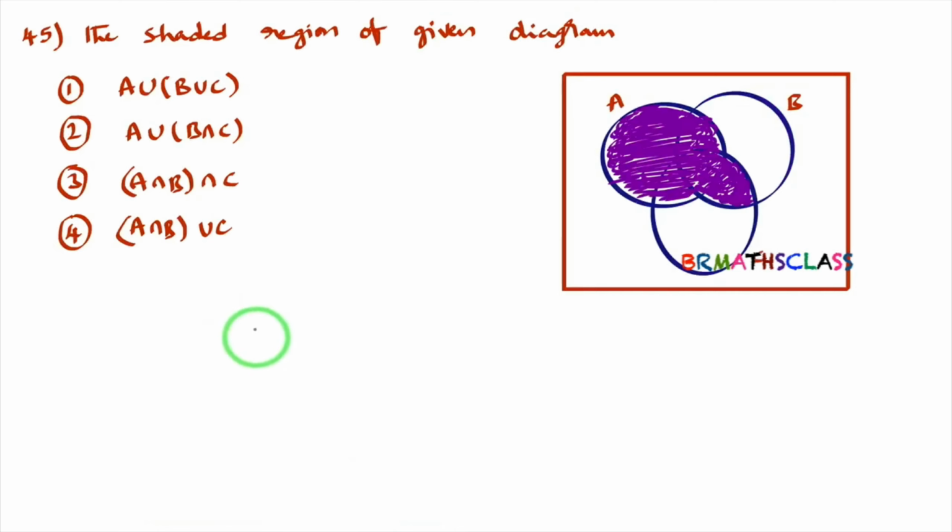Now you see question number 45. The shaded region of the given diagram. You observe this shaded region. Full A is there, correct? Full A is there, and you can observe here B intersection C is also there. Try to understand. In this shaded part, full A is there and B intersection C is also there. You can understand this. See, B intersection C is also part of this, correct?